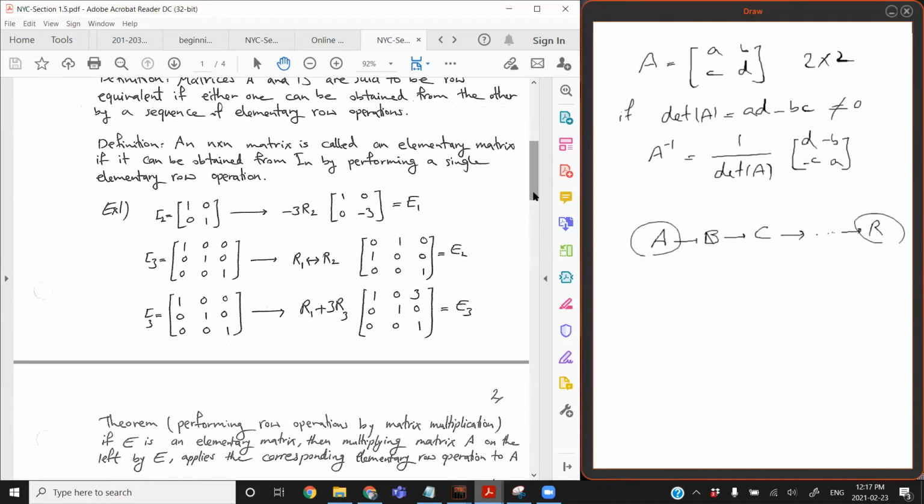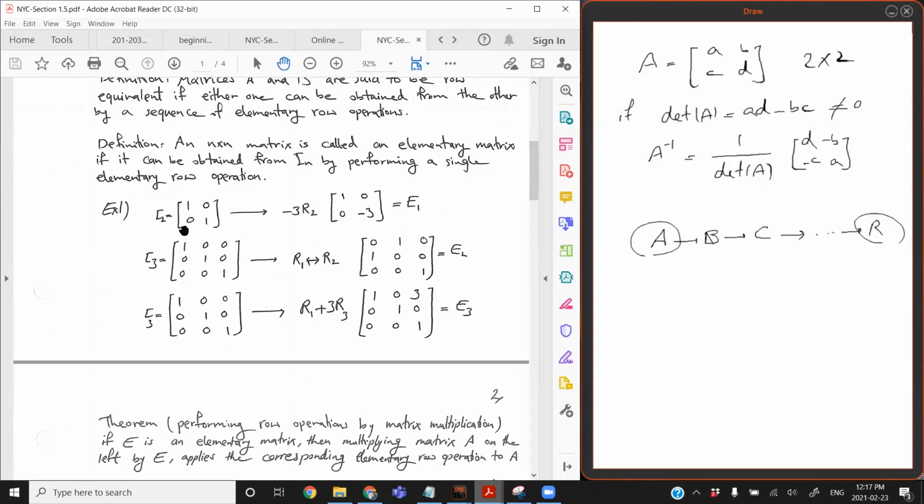Next, we're going to define a certain type of matrix, which is called an elementary matrix. Elementary matrices are always square matrices, 2 by 2, 3 by 3, 4 by 4. And this is the definition. An elementary matrix is a square matrix that is obtained from the identity matrix by performing a single row operation. So you have to begin with the identity matrix, which could be I2 or I3, and perform a single row operation on that identity matrix, and you have an elementary matrix.